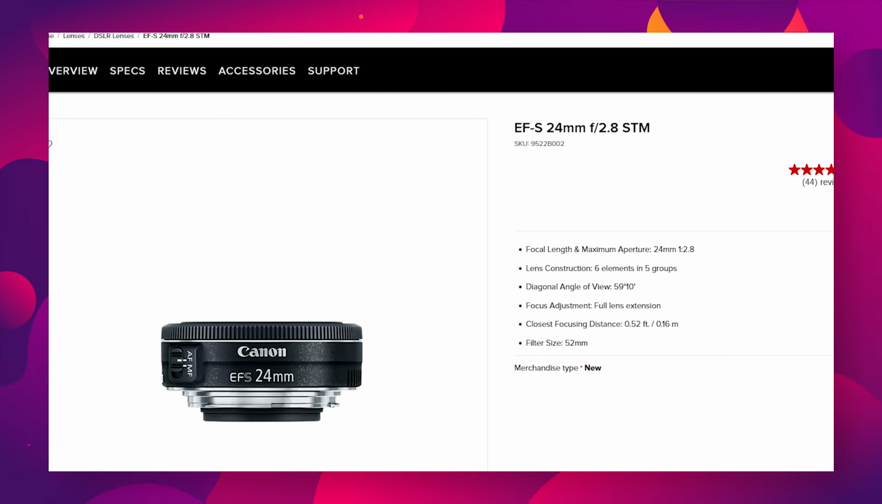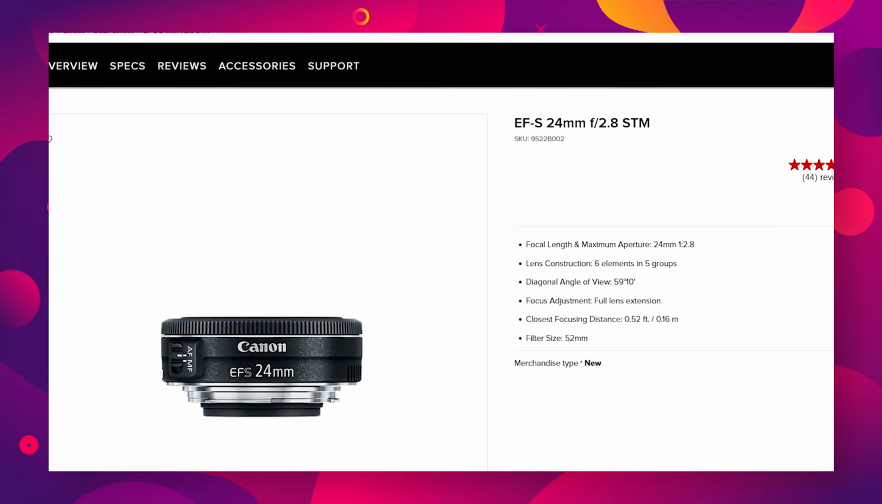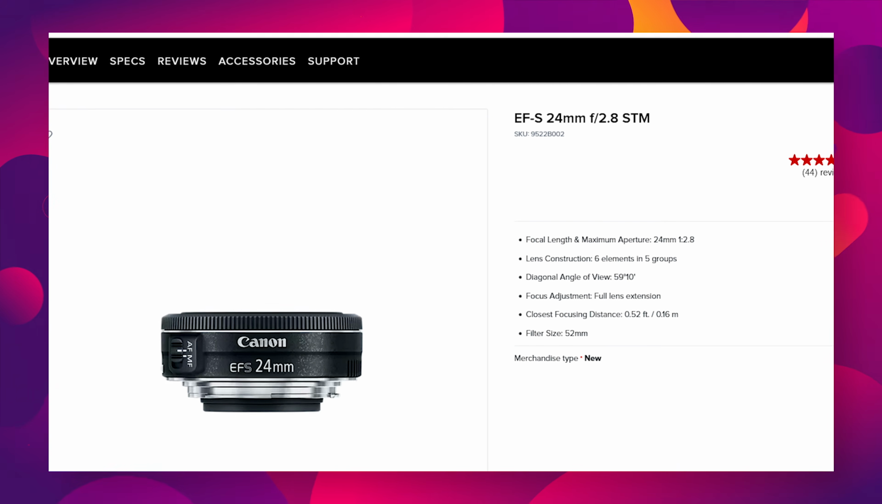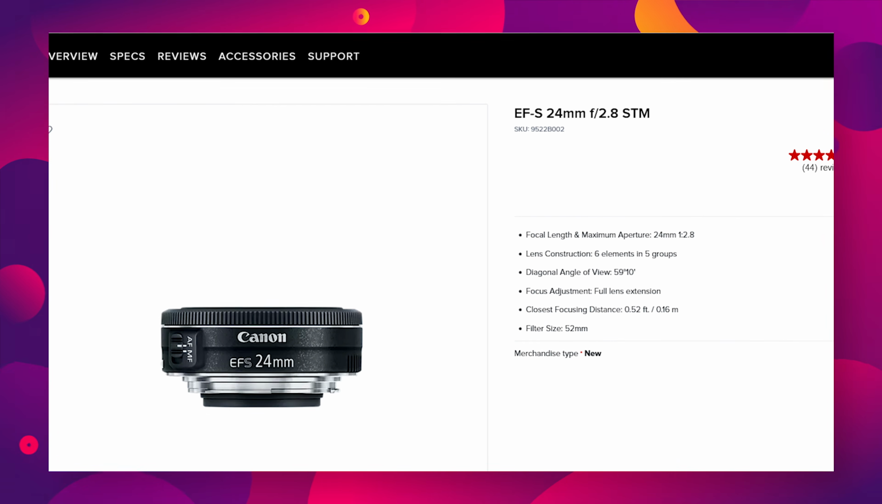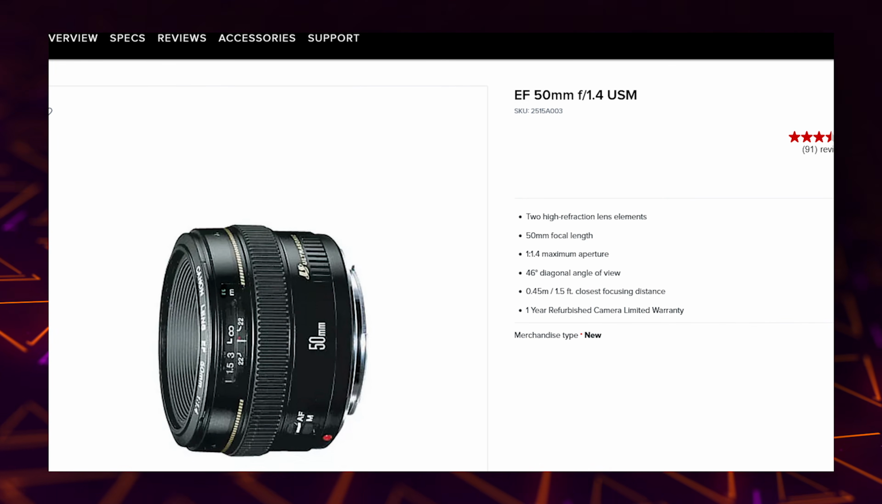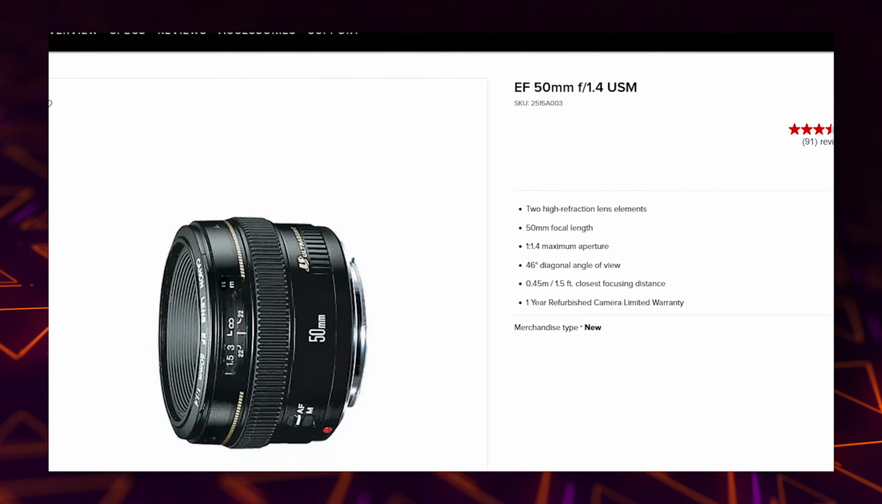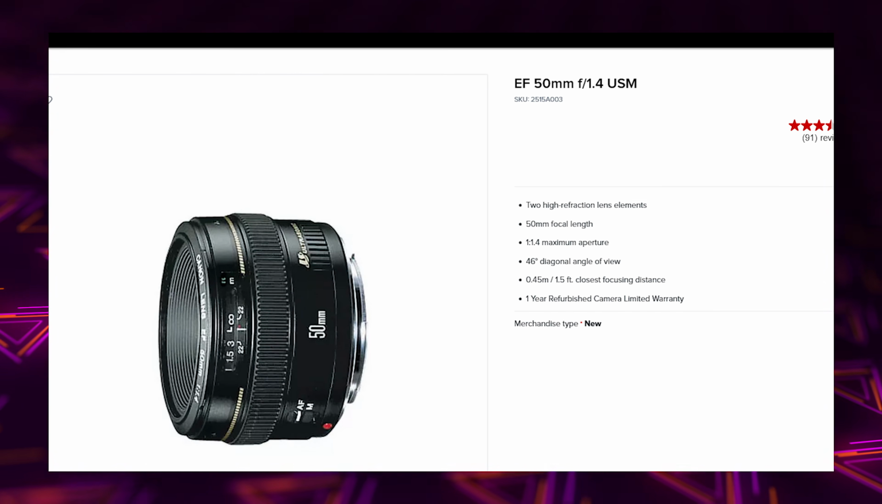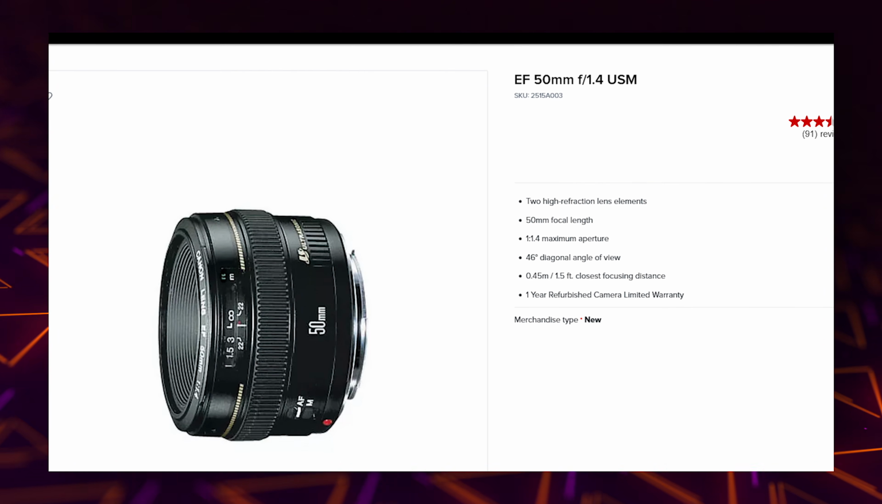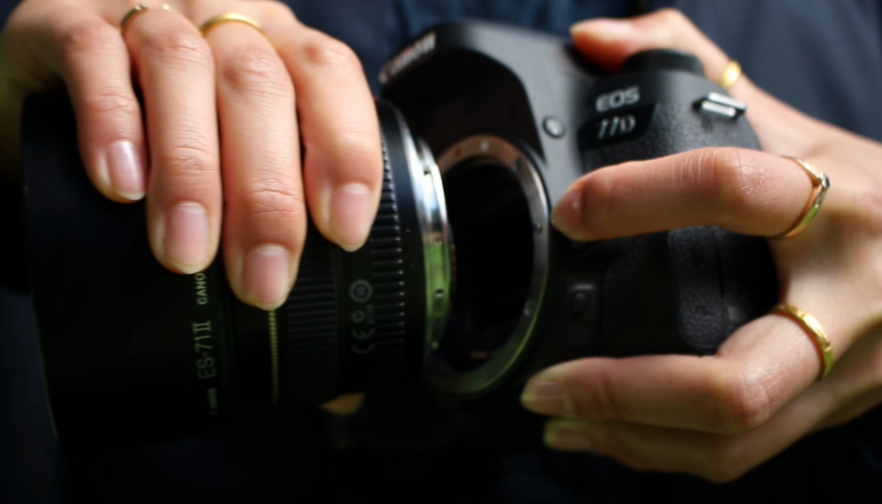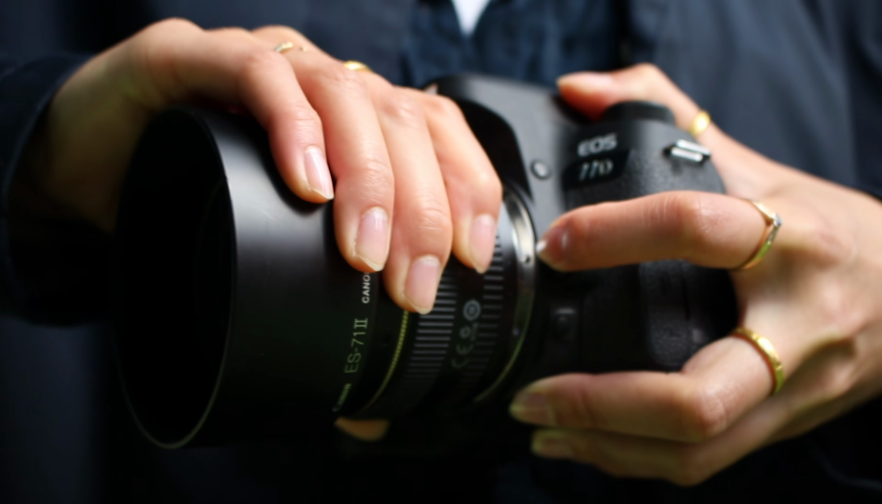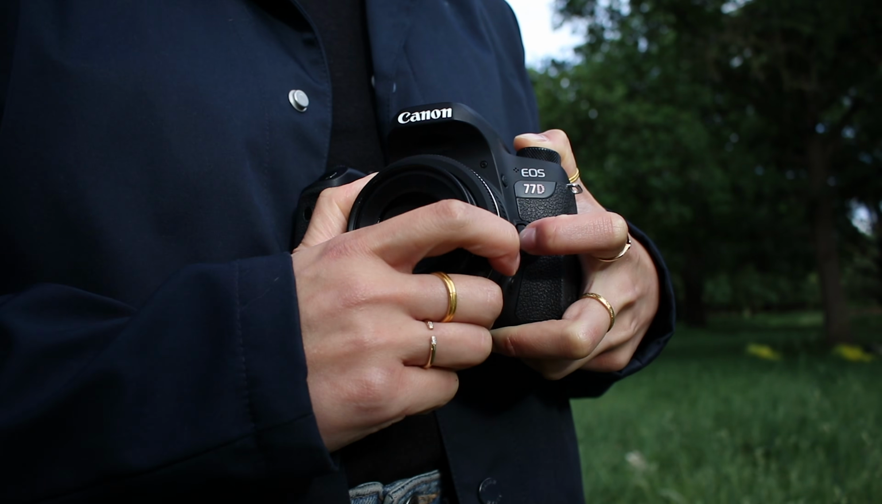If you look at the names of both of these lenses, you will notice that the EF-24mm f2.8 lens has STM in the name, while the more expensive EF-50mm f1.4 has USM. STM and USM have to do with autofocusing, and they do not affect the quality of the image. In short, USM lenses tend to be bigger and more expensive, with more precise focusing, while STM lenses tend to be cheaper.